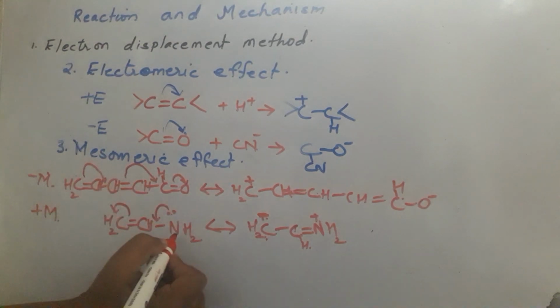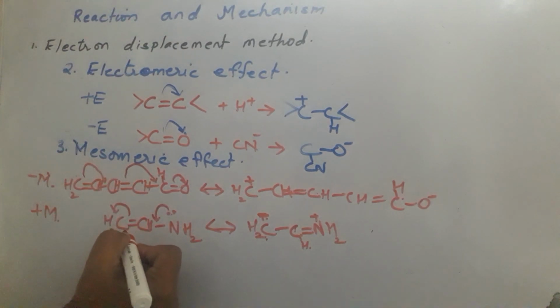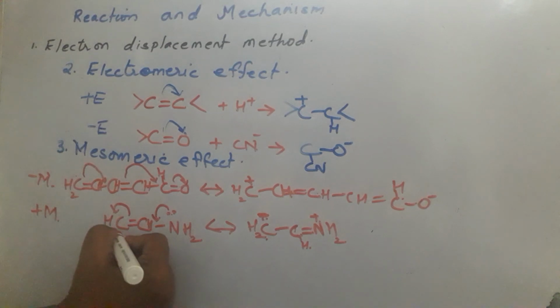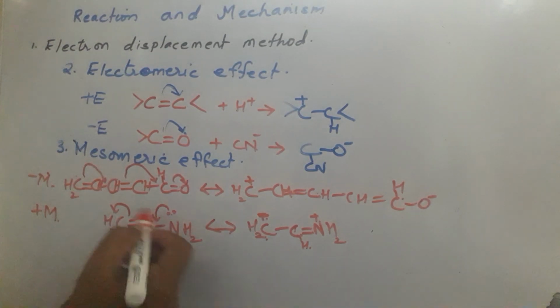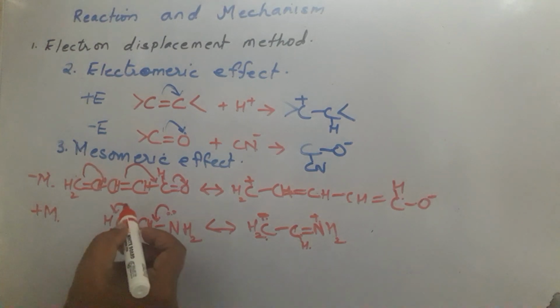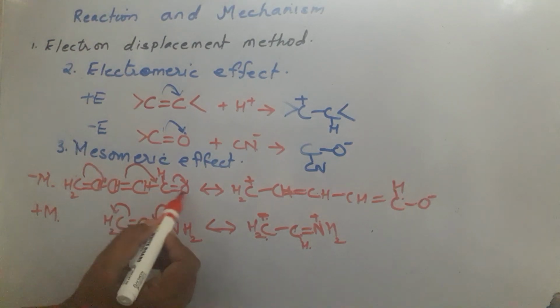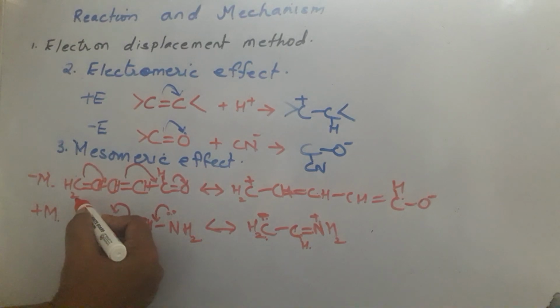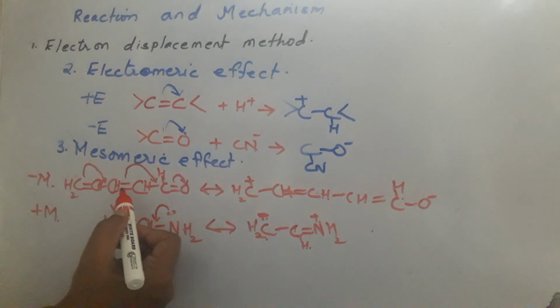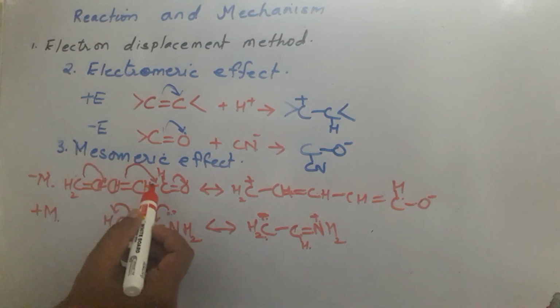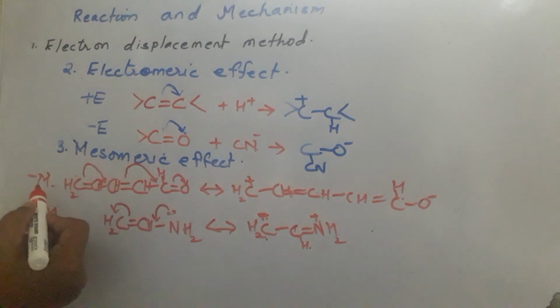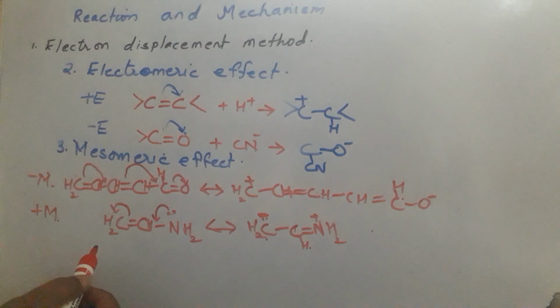So when an electron donating group is connected to an unsaturated system, we get the plus M effect, due to the oscillation. And when there is an electron withdrawing group connected to an unsaturated system where the pi electrons are in conjugation, then due to the interaction, the minus M effect will happen. So these are the two different types of mesomeric effect.